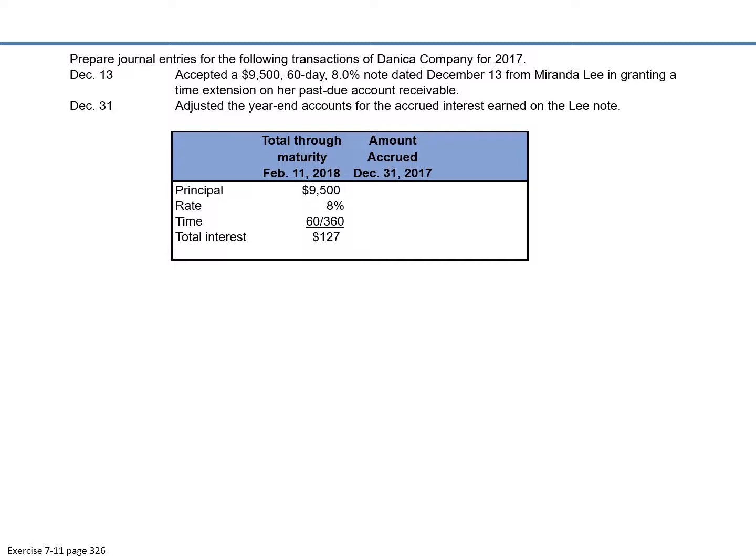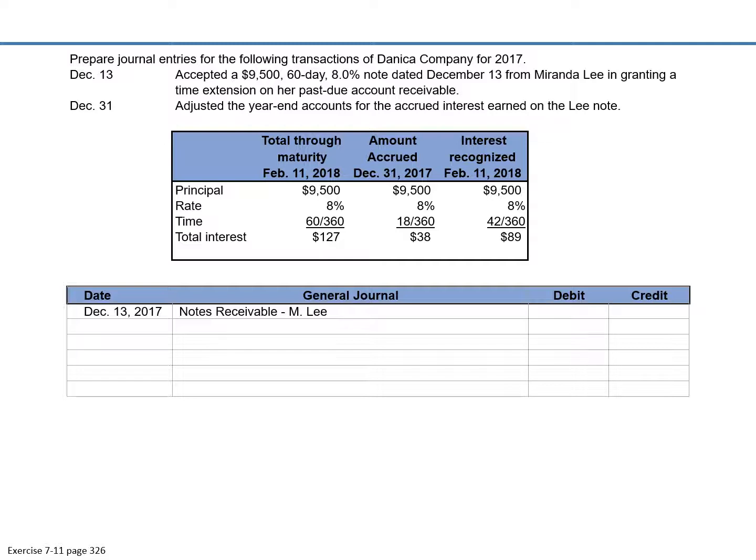So at December 31st, if it was on December 13th that we extended the note, we're going to have 9,500 times 8% times how many days between the 13th and the 31st? 18 days divided by 360, so the interest accrued at December 31st is $38, right? So the interest recognized on February 11th of 2018 is going to be our 8% times the remaining 42 days divided by 360. So we're going to recognize $89 of that $127.